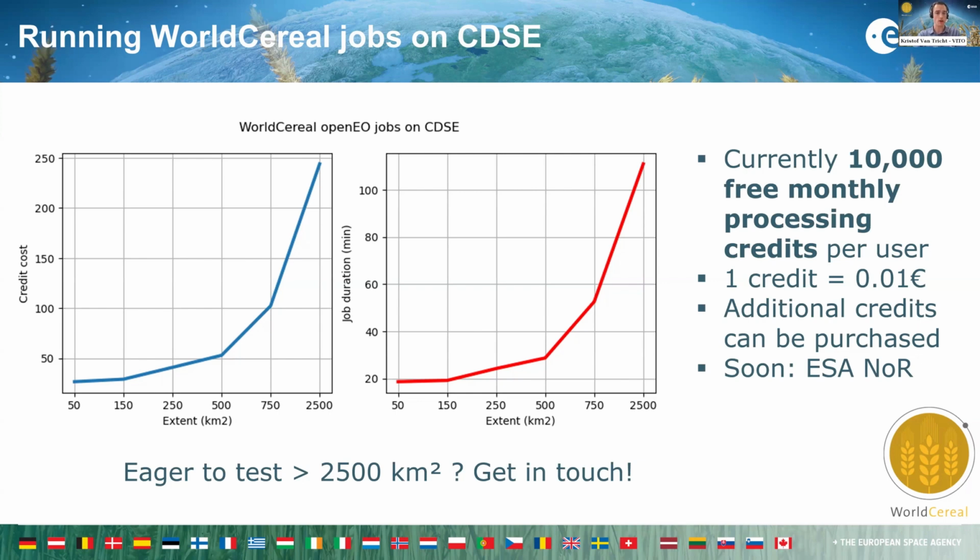We did some benchmarking already, and obviously the larger your processing extent, the longer the job will take and the more credits it will cost. At the moment, we've put in this first phase a per job area limit of 2,500 square kilometers. If you want to process more, obviously you can chunk your jobs. If you want to do it all at once, then it's better to get in touch so that we can look for a tailored approach in this first phase.